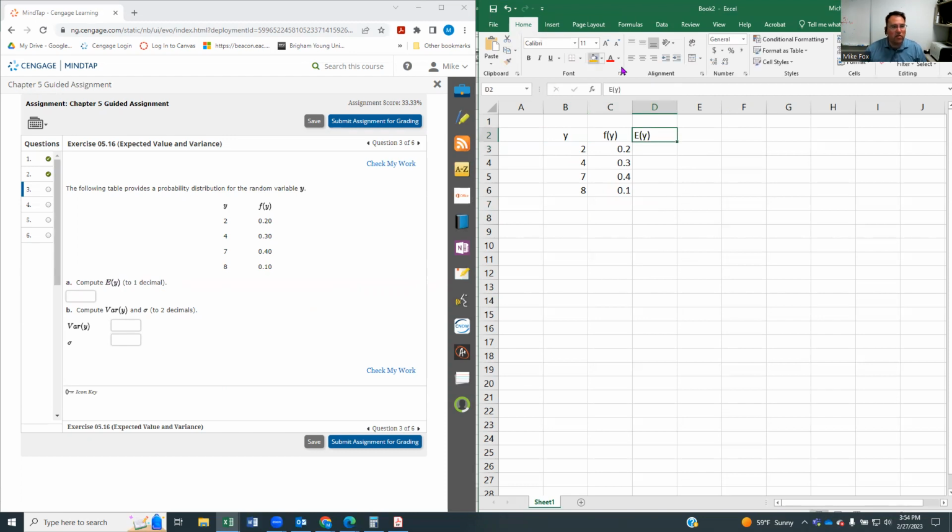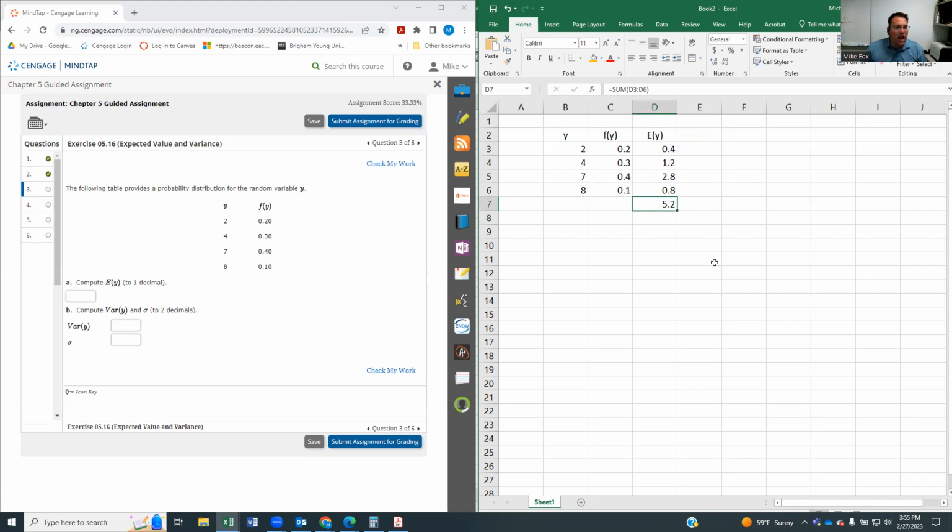is really just another way of saying the average. If we look in the book, it'll give us a mathematical formula. I'm going to show you how to do it on Excel. So to find the expected value of y, we're just going to multiply y times the function of y for each of these. I'll fill down, and then we'll take the sum. And that number right there is the expected value of y.